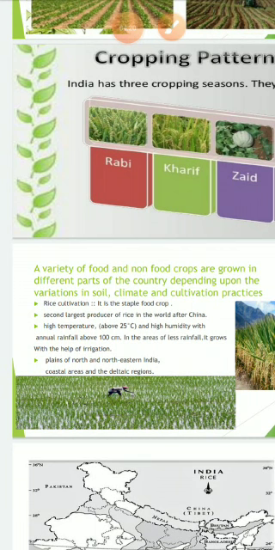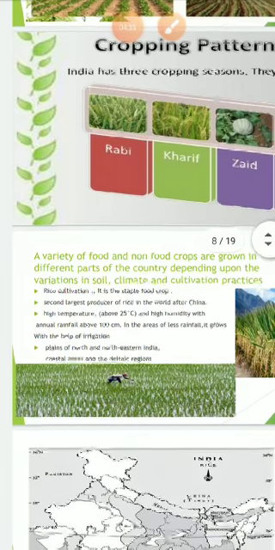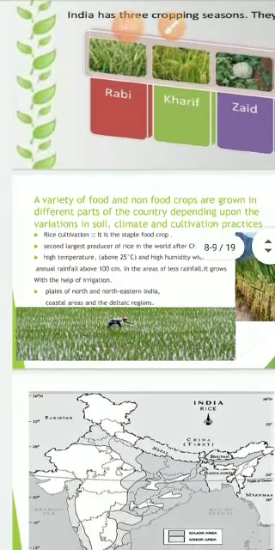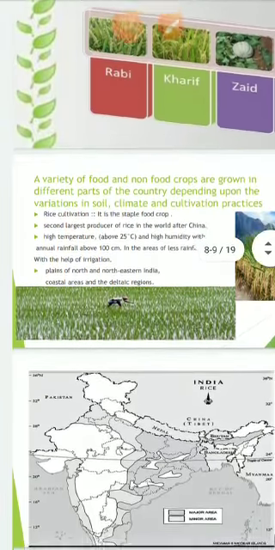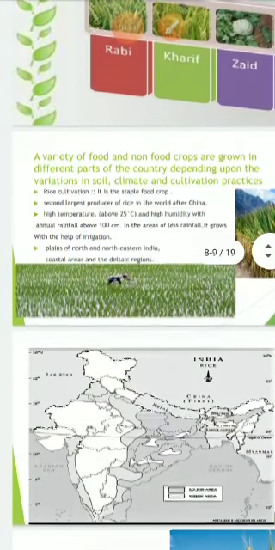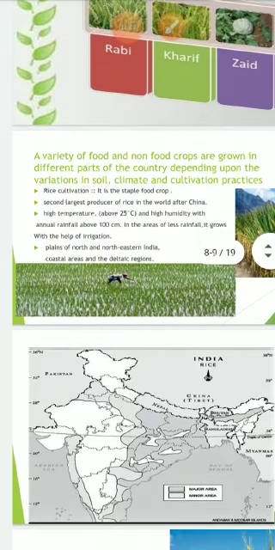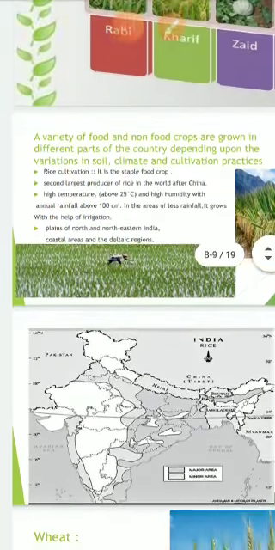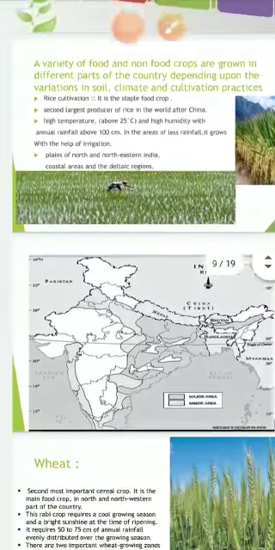Next point, rice needs higher temperature, about 25 degrees centigrade, and high humidity with annual rainfall of 100 centimeters. In areas of less rainfall, it grows with the help of irrigation. That's why in the Punjab area and similar areas they are cultivating with the help of irrigation. The plains of north and northeastern India and the coastal areas of the deltaic regions are also very good places for rice production.